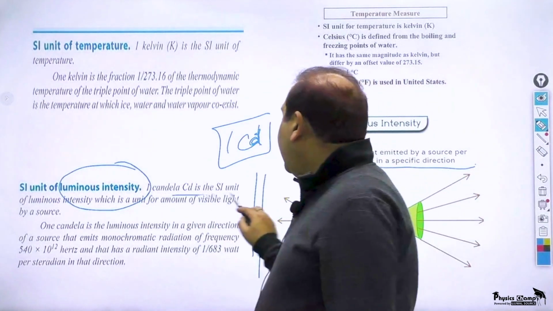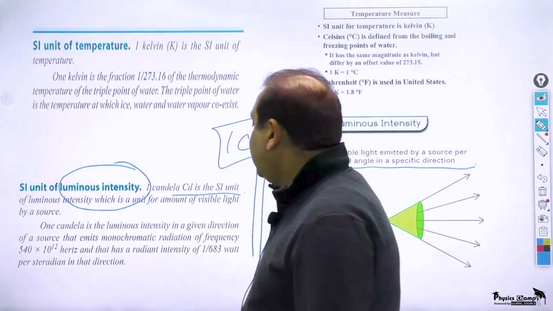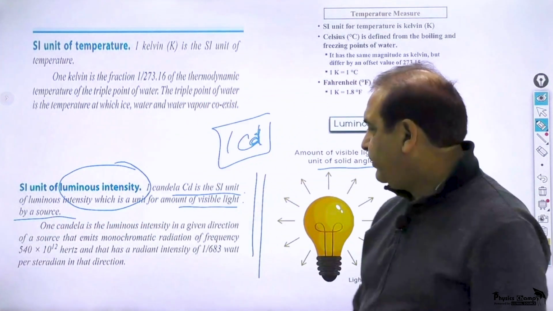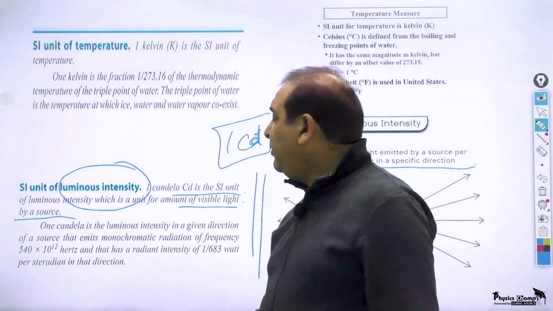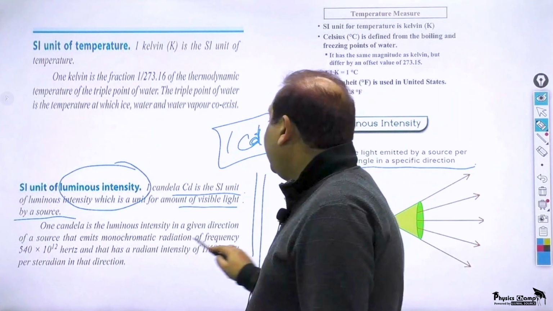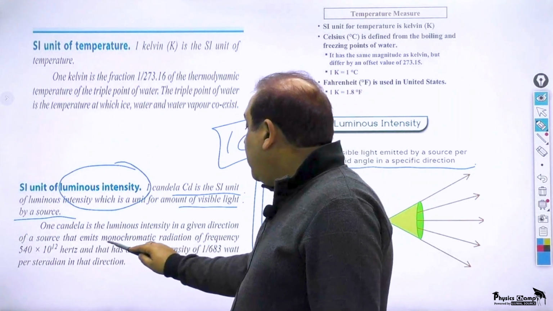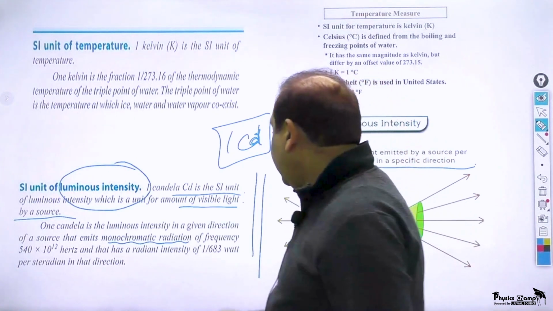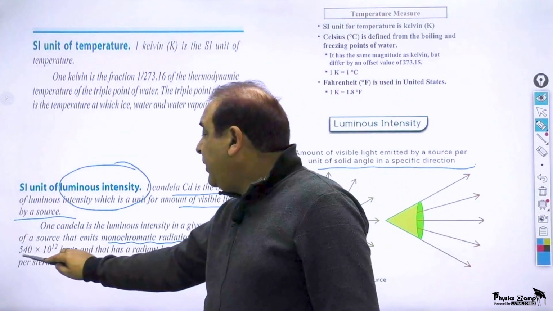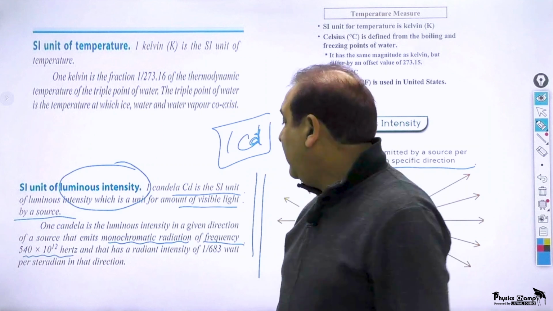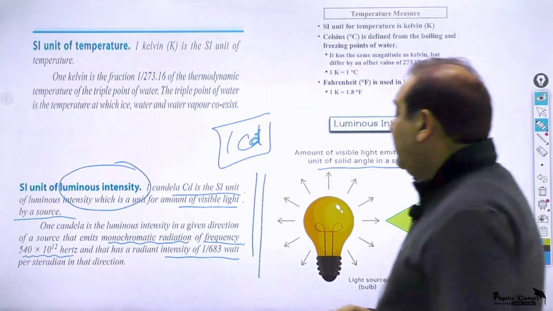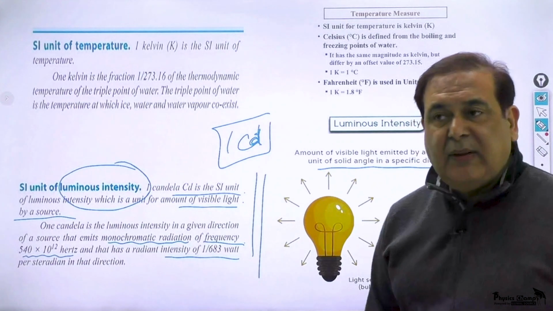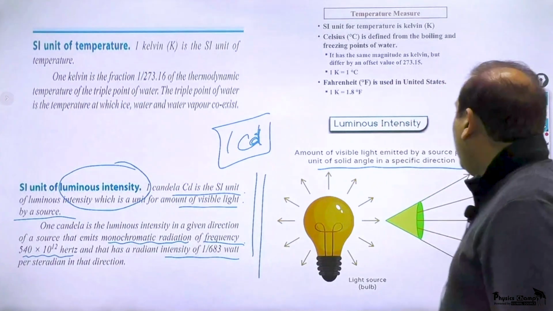And 1 candela is the SI unit of luminous intensity, which is a unit for the amount of visible light from a source. By definition, 1 candela is the luminous intensity in a given direction of a source that emits monochromatic radiation, meaning one wavelength, one color, of frequency 540 × 10^12 Hertz, and that has a radiant intensity of 1/683 watt per steradian in that direction. So this is the standard definition of 1 candela.